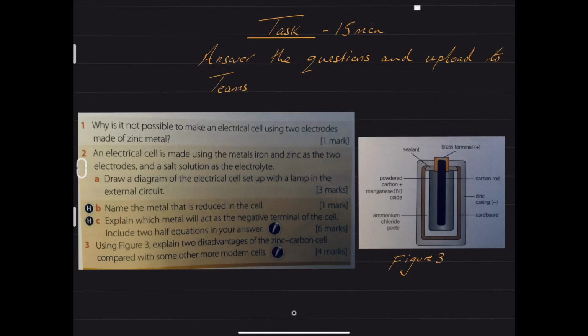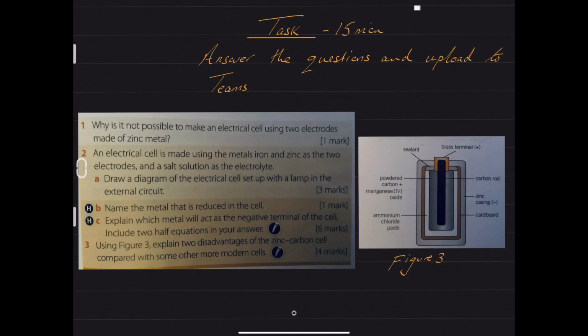And finally, using the diagram here, which says figure 3 on the right hand side of the screen, using figure 3, explain 2 disadvantages of using zinc carbon cells compared with other modern cells. So you might have to do a bit of research on this one as well. So using figure 3, explain 2 disadvantages of zinc carbon.